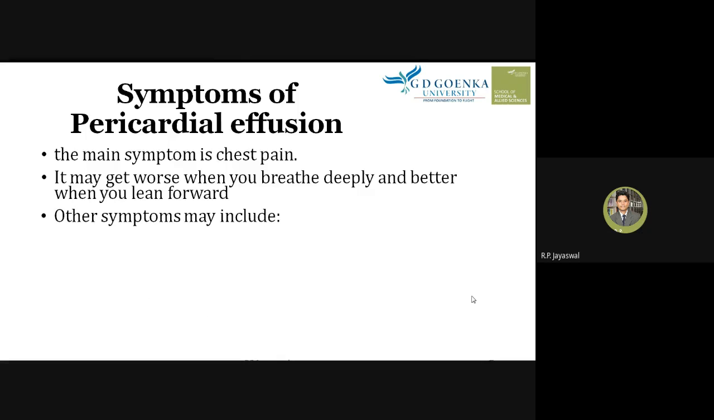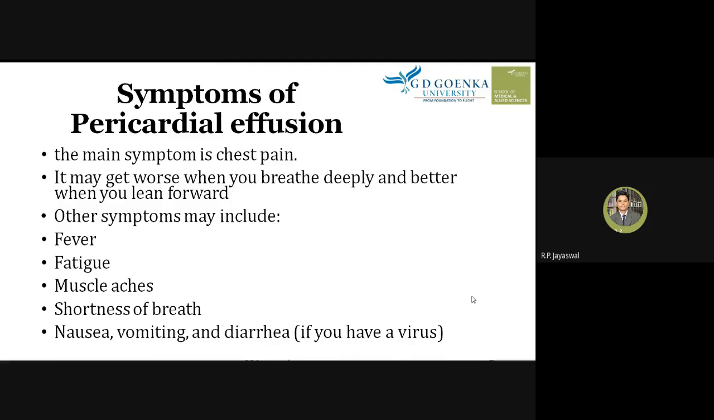Other symptoms indicate pericardial effusion, like fever, which can occur because of the inflammation, fatigue, muscle ache, shortness of breath, and nausea, vomiting, diarrhea. These symptoms are usually found in viral infection.